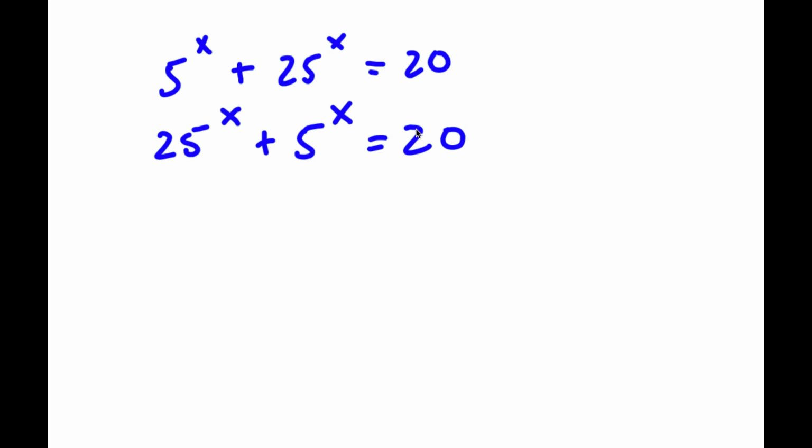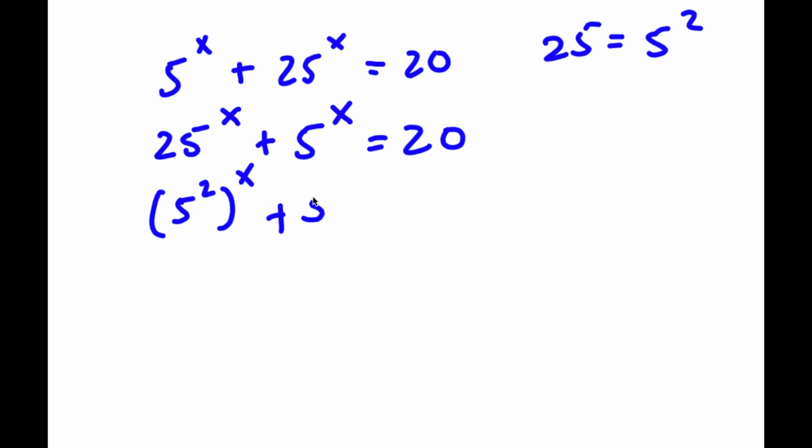So now what I'm going to do is simplify 25 to the power of x. Because 25 is equal to 5 squared, I'm going to replace 25 with 5 squared. So now I have 5 squared to the power of x plus 5 to the power of x is equal to 20.